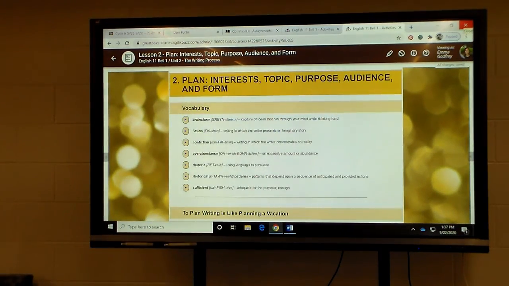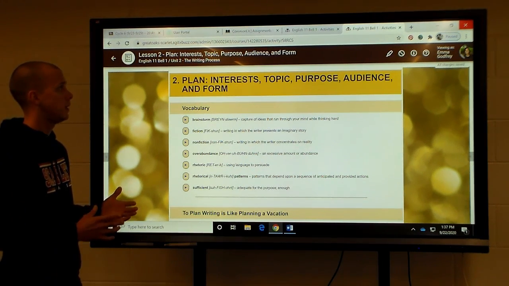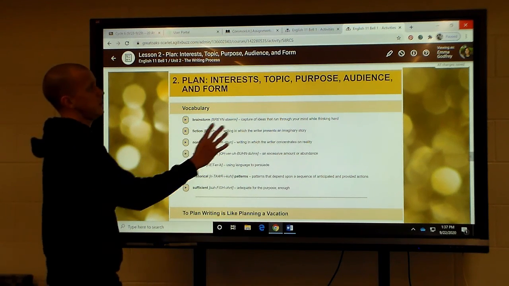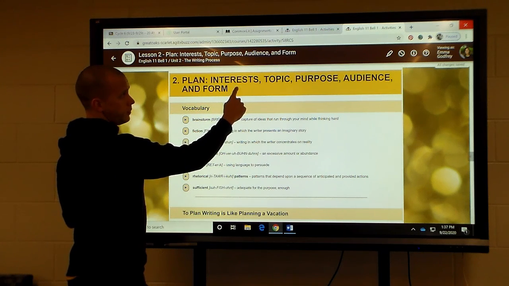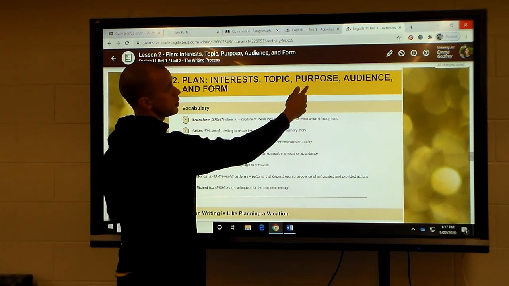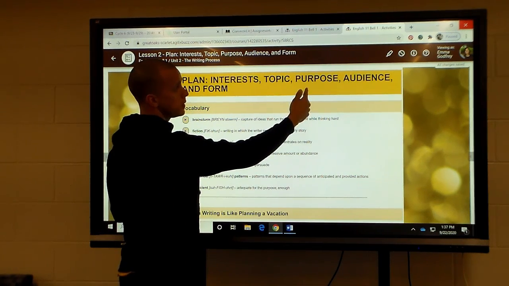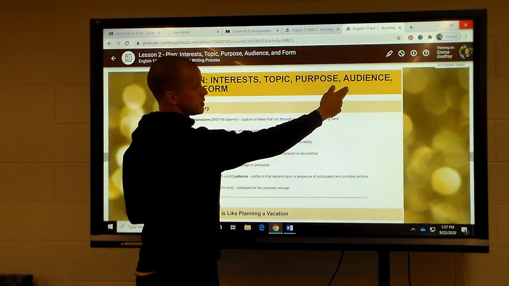It shoots you into lesson 2, which again is very similar to the writing process that we already talked about a little bit. So there's 4 parts for this one. There's making sure you select something that's interesting to you, making sure you have your topic picked, making sure there's the reason why or purpose behind your writing, and making sure you're writing for a specific audience.